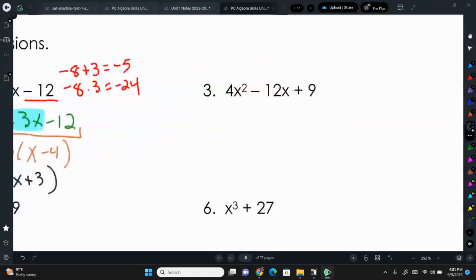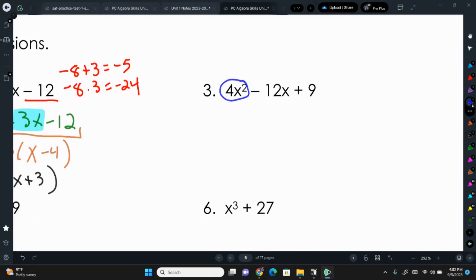Example 3. Again, you could do this one just like the previous problem. Multiply 4 times 9 to get 36, and say what two numbers multiply to 36 but add to our b value of negative 12. You could do that.